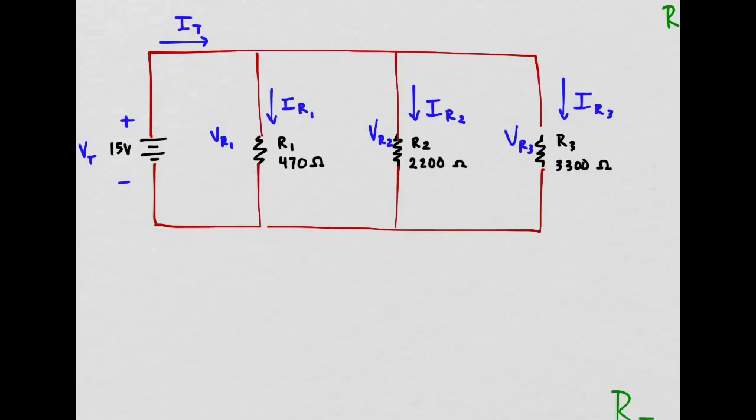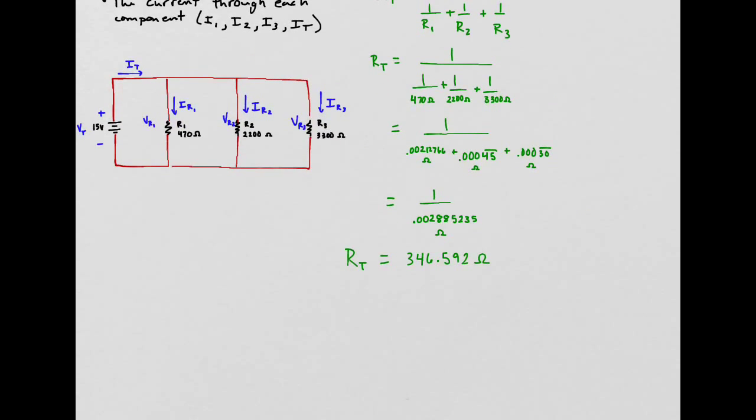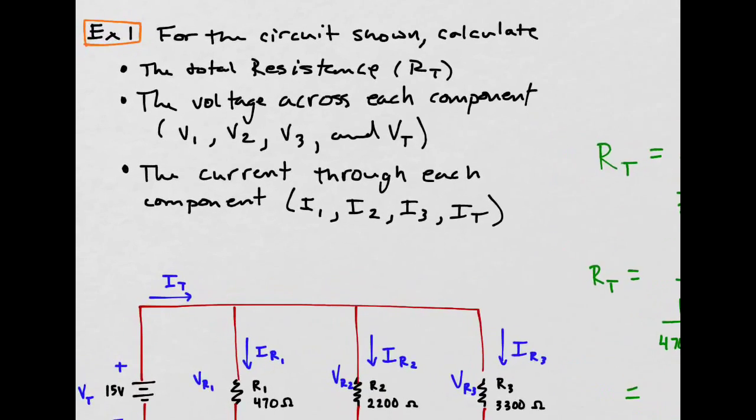Remember, resistance is like obstructions in your water pipe. So if you have more resistance, then it's harder to get through that pipe. Okay, that was the first part. Let me put a box around that. That was the first part, the total resistance.